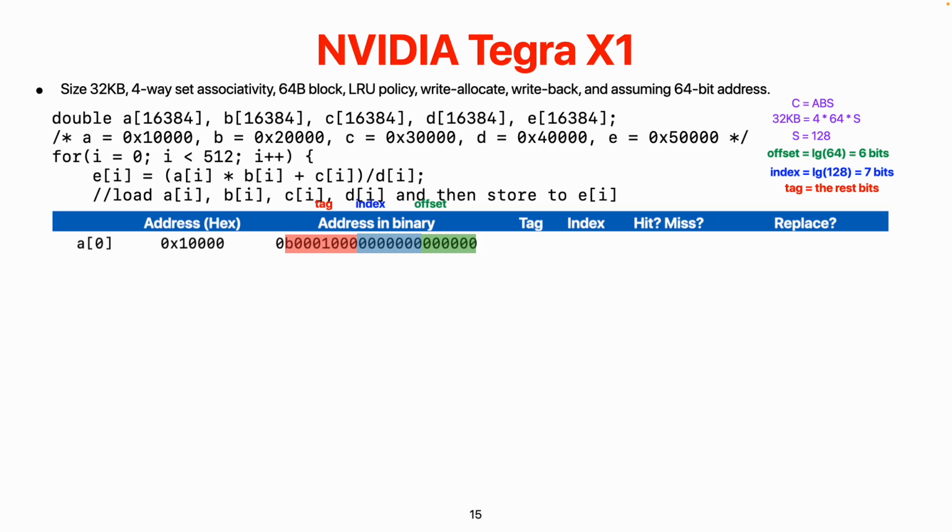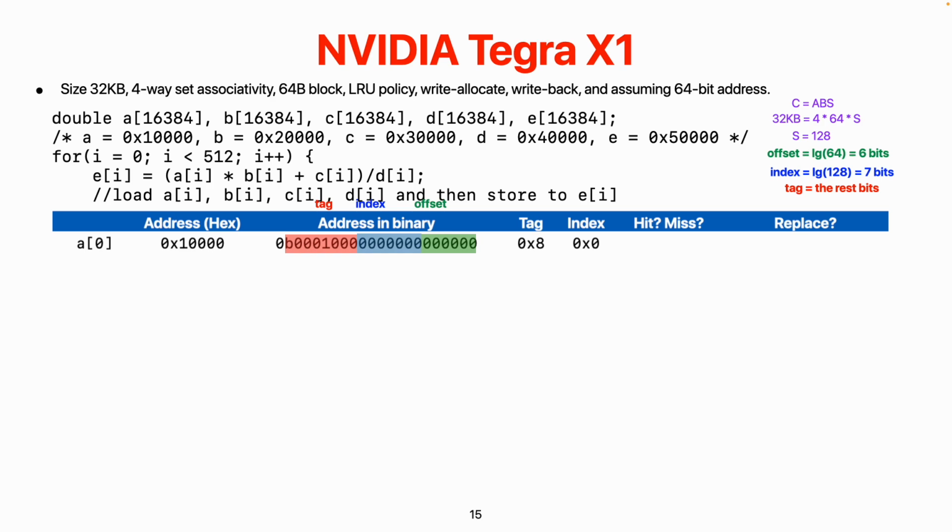So based on that, what's the tag? 0001000. That's in binary. If we convert it to hex, that's equivalent to an 8. And how about the index? 0. How about the offset? It's also 0. So for this one, is it a hit or a miss?